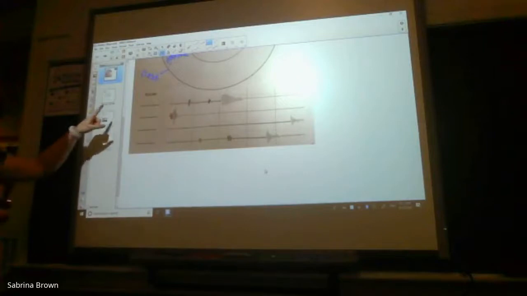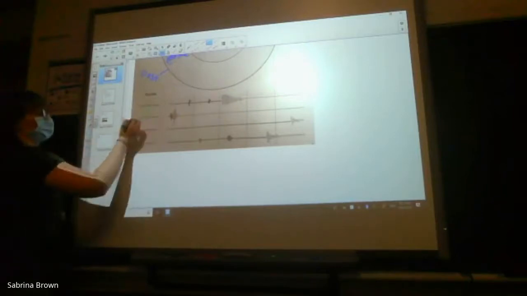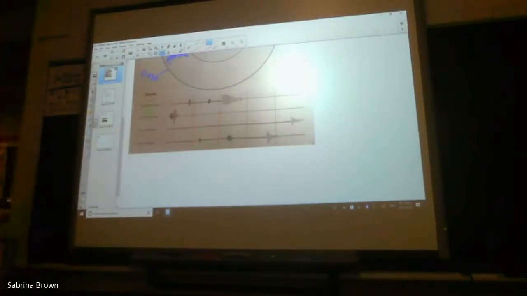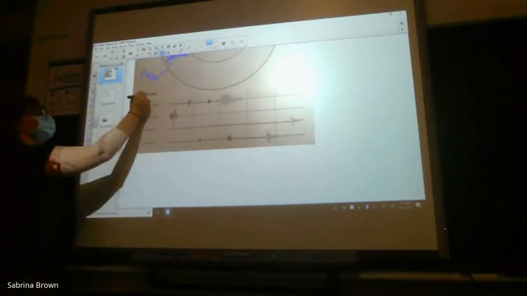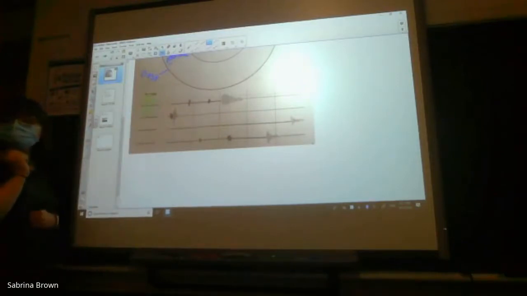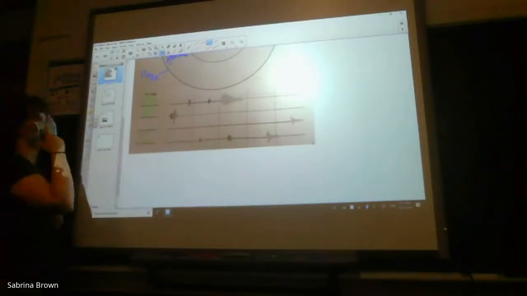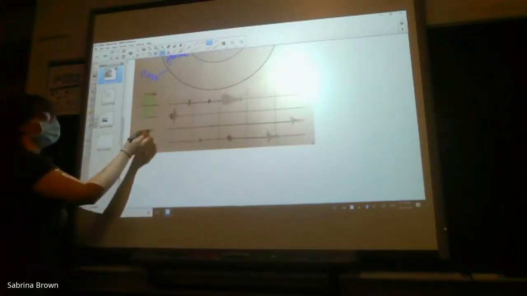So which one of these is house A? The second one. Good job. And then what about house B? The first one. And then C is the last one, which leaves D as this one.